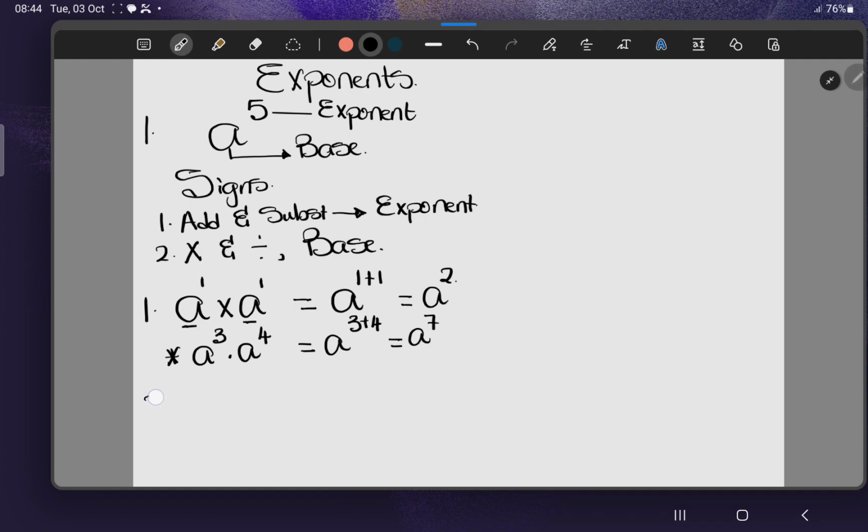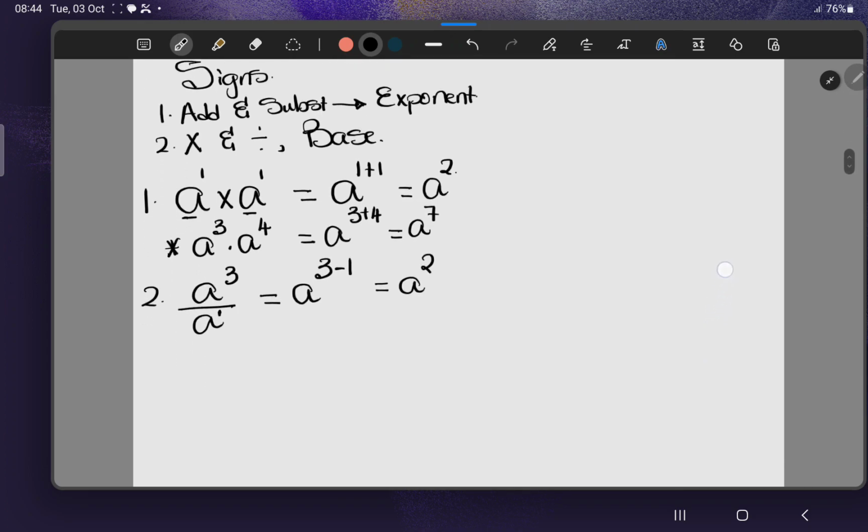And then law number 2. Law number 2 says that when we divide the same base, I've got a divided by a. So let me write it as a cubed here. Because of the division, the law says that when you divide the same base, we subtract the exponents. That will be a, then 3. Here there's a 1, so we have to take it up. Remember, the law says that whatsoever you take to the other side, it has to change the sign. So that will be minus 1. Then the answer is a to the power of 2. So that is the second law.